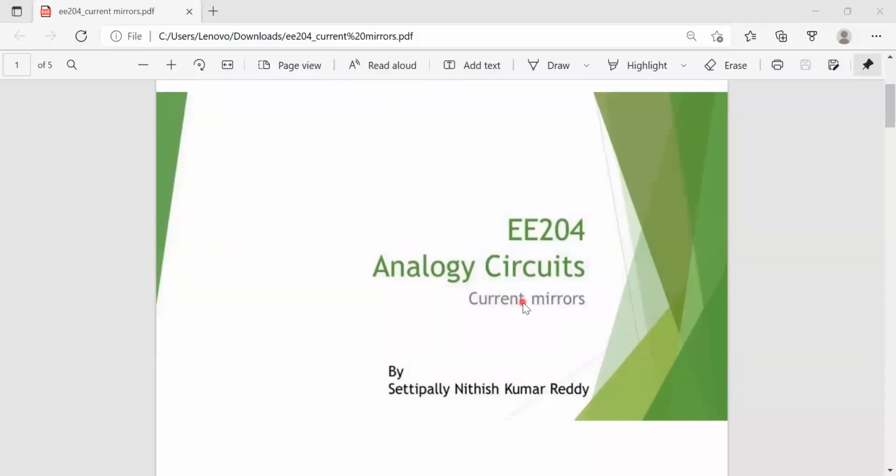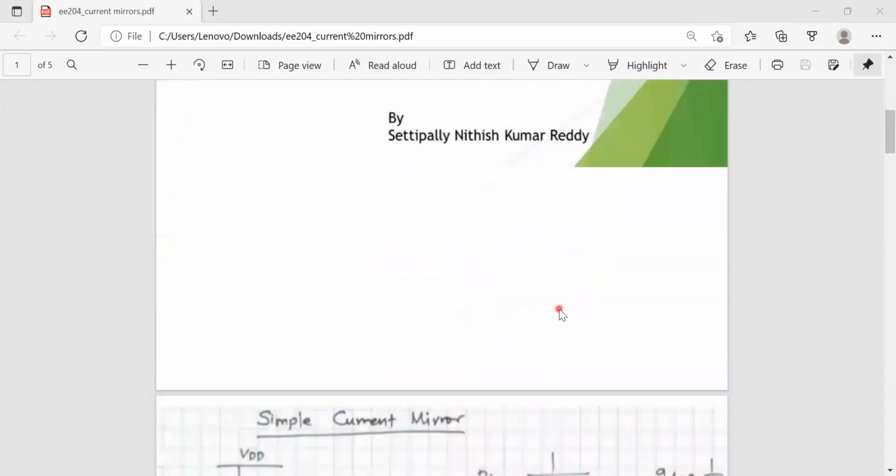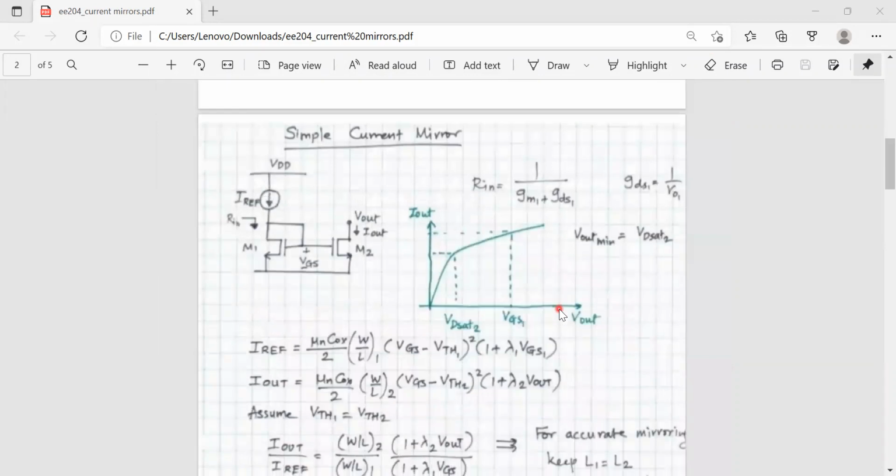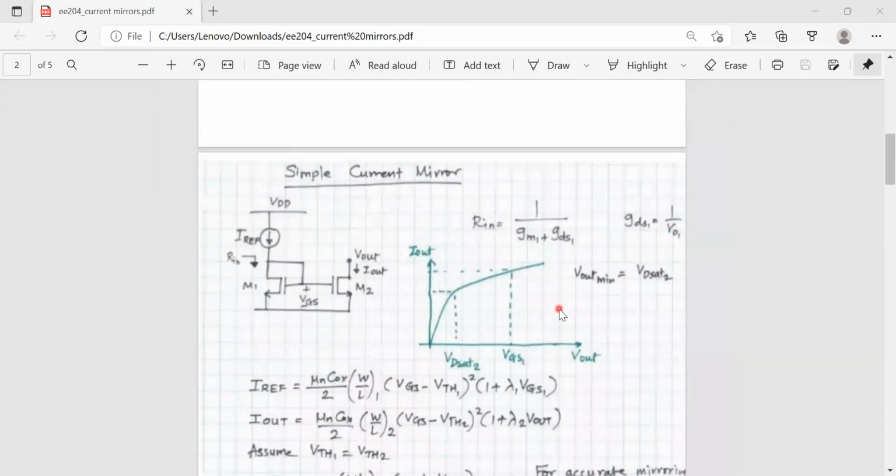Hi, in this video we are going to discuss current mirrors. What is the need of current mirrors? We know that when current passes from one point to another point, there may be slight errors from region to region. Even though the current passing through these wires is the same, there are differences in distances, so an error occurs in the voltages. To avoid this, we use current mirrors, which mimic the current in one terminal to another terminal.